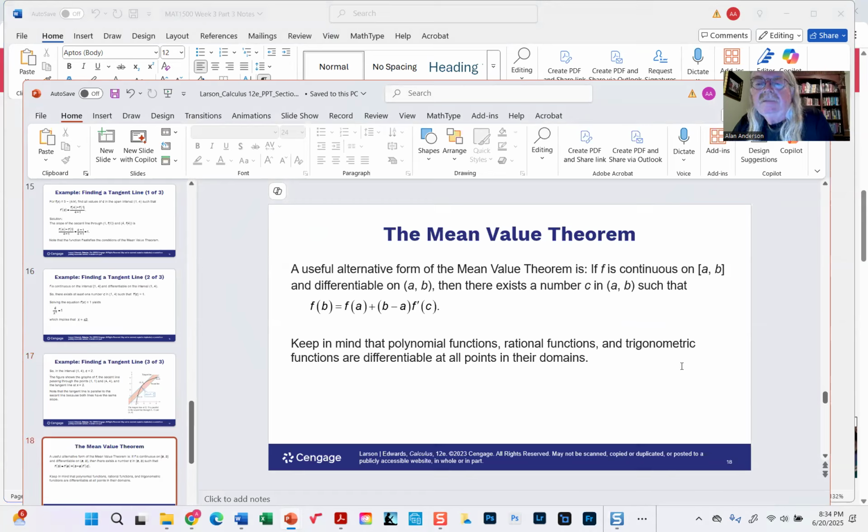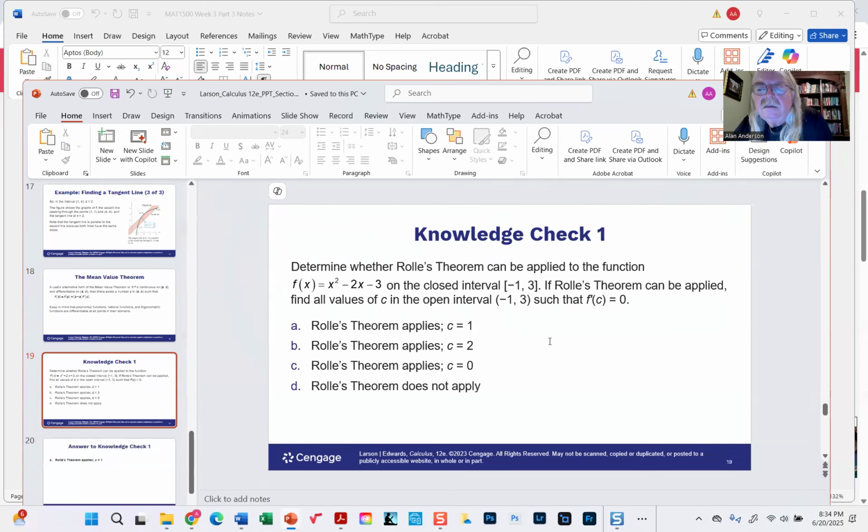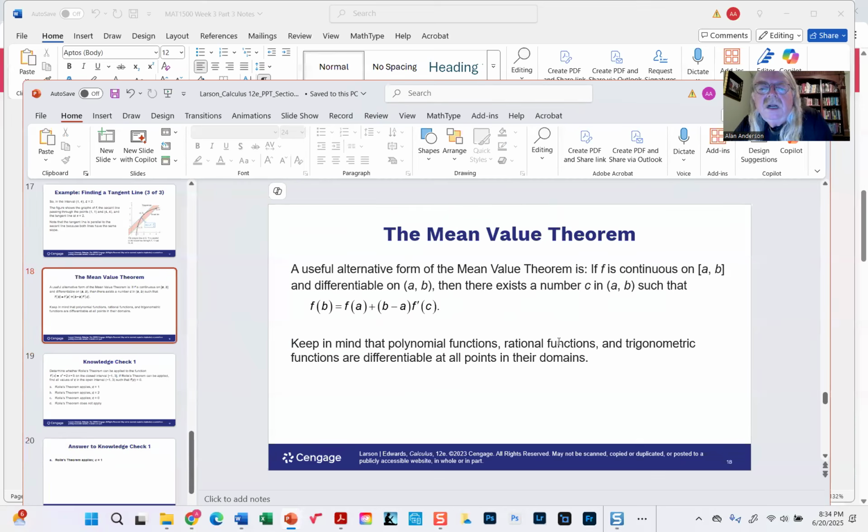So yeah, a useful alternative version is that if f is continuous over a given interval and is differentiable as well, then there must be a number c such that this relationship holds. It's a very theoretical result, but it'll prove to be very handy. We'll need it from time to time.